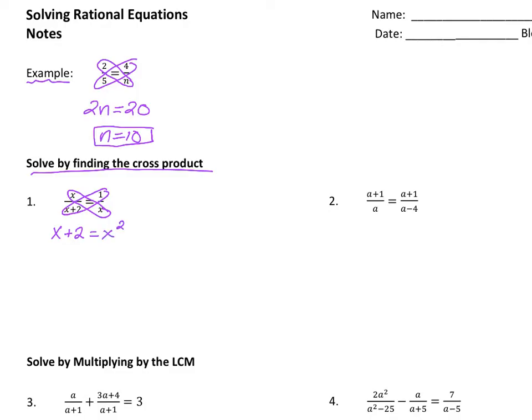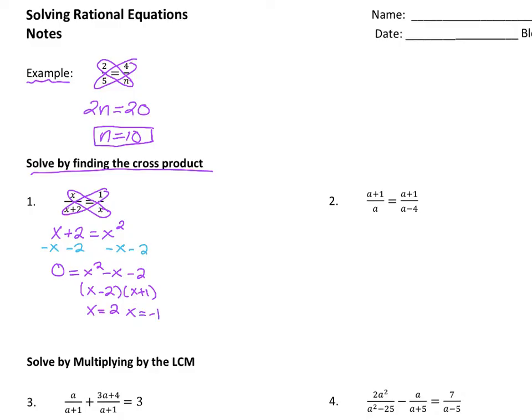Now I'm going to move over the x and the 2 so that way I can have a quadratic equation that I can solve. So when I factor this, I'll get x minus 2 times x plus 1. So my solutions are 2 and -1.